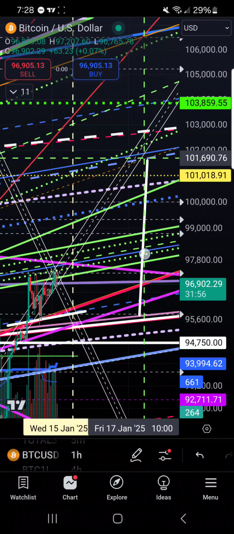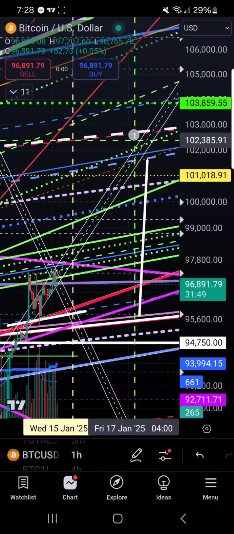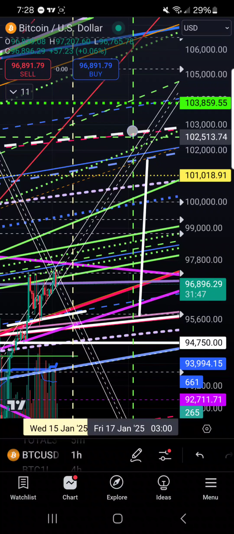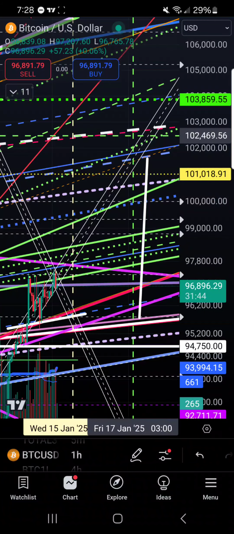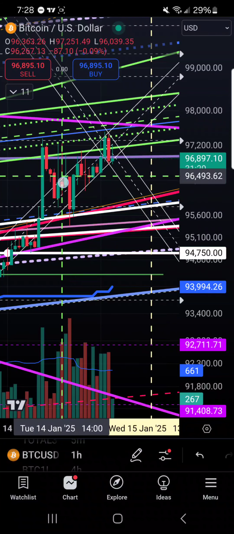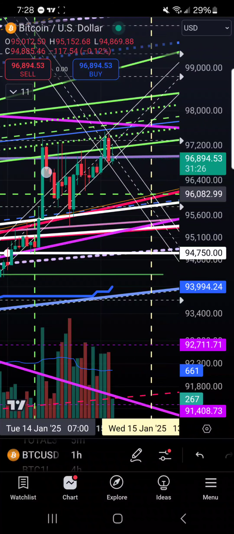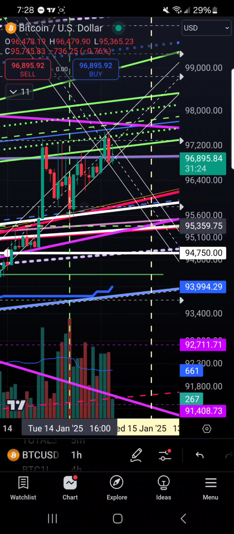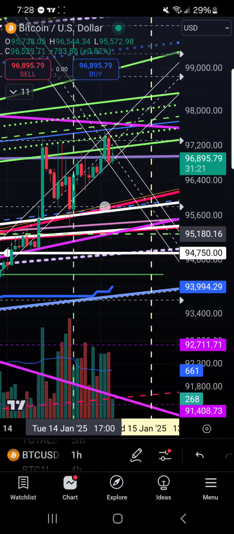And this white dashed line, it takes us in the vicinity of all this stuff. This white dashed line is the center line of the white parallel channel, the most important channel in Bitcoin history, from which all parabolic moves begin. And we have broken back after that dump back up into the white channel here. And with this pullback here, we did test that bottom of the white channel as support.